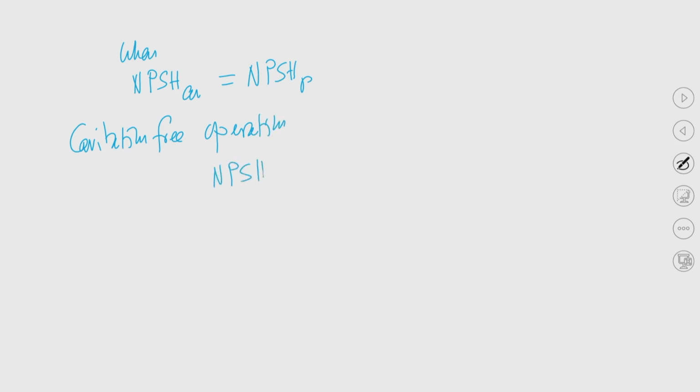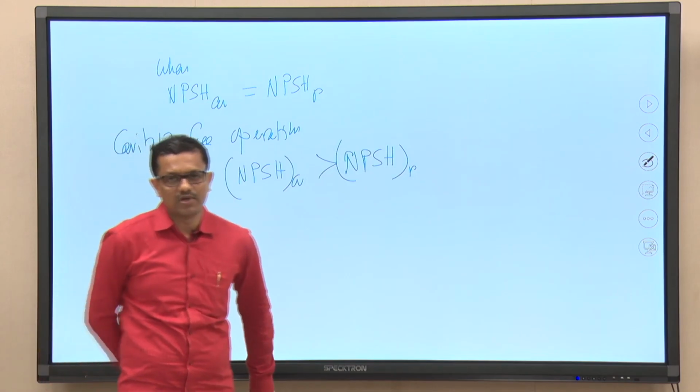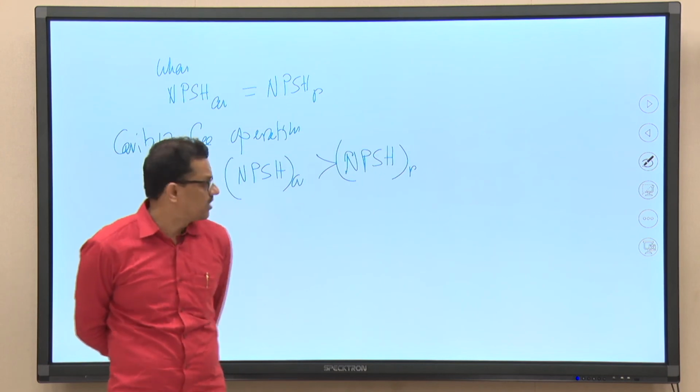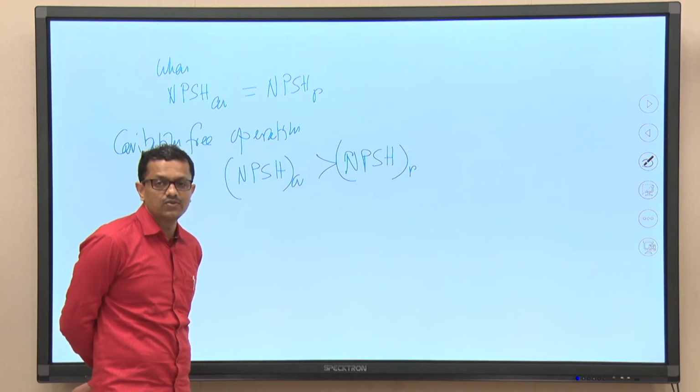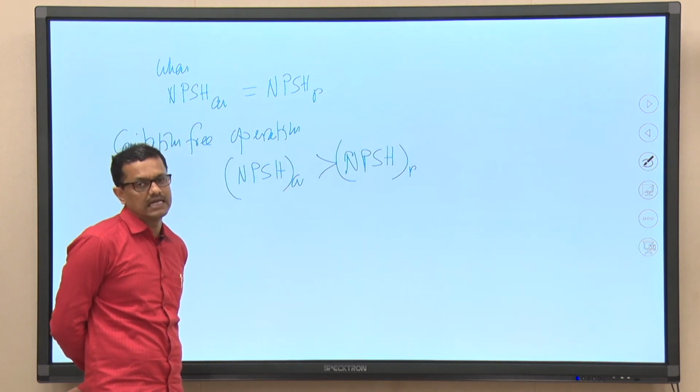NPSH available should be greater than NPSH required. This is very important. So, NPSH available should always be greater than NPSH required to prevent cavitation.